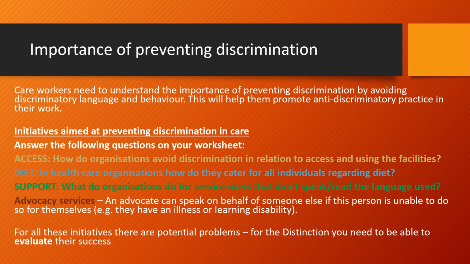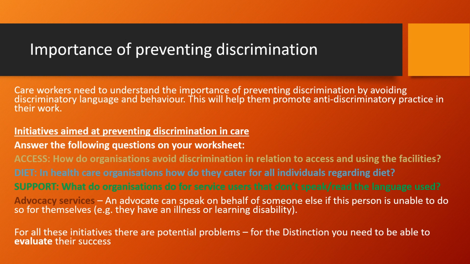So as we discussed, it's really important to prevent discrimination in a care setting or in a public body. So care workers will take lots of actions to prevent discrimination, and often will have practices or policies which promote anti-discriminatory practice. Some of the initiatives that could be used to prevent discrimination in care would be looking at stuff like access. How do organisations avoid discrimination in accessing the services and facilities? Is there anything that can be done in terms of diet and providing catering services for individuals with specific needs?